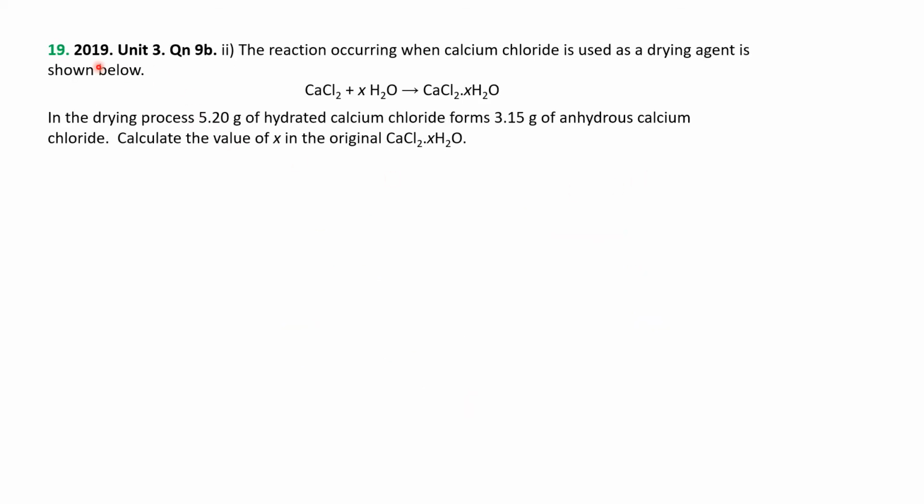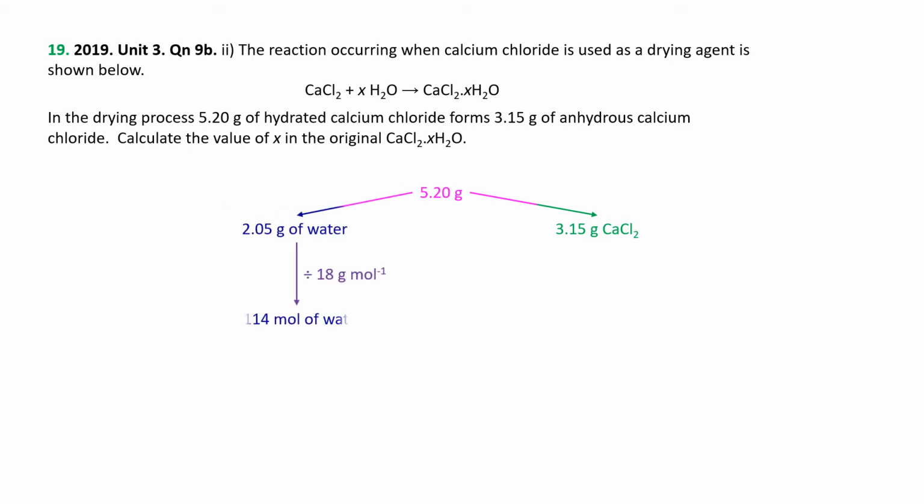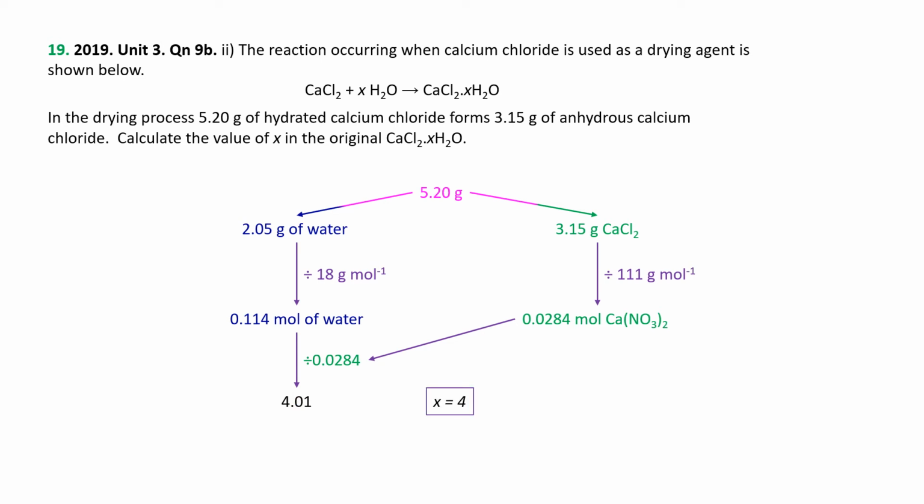Now in 2019, they really liked calcium chloride because this is what was in Unit 3 as a question. So let's do it, shall we? Same idea, drying process. We got 5.2 grams of the hydrated calcium chloride, 3.15 grams of the calcium chloride, and the other remaining 2.05 grams is water. Convert as appropriate to moles. Now we divide through by 0.0284, so we got 1 mole of calcium chloride goes with 4.01, call it 4 moles of water. So obviously the calcium chloride, as you move from Unit 1 to Unit 3, loses a couple of molecules of water.